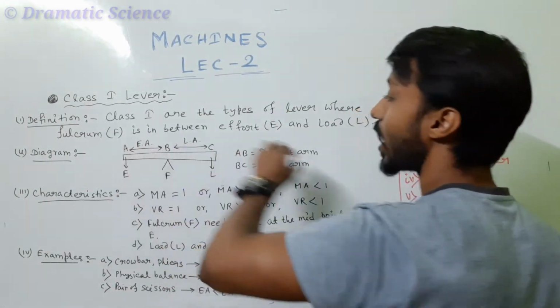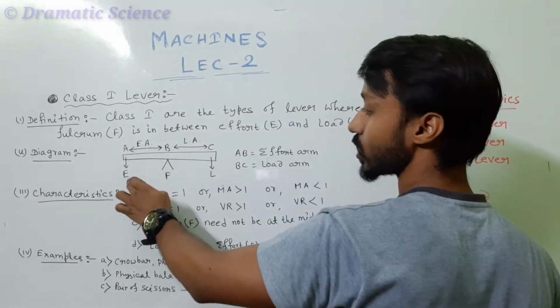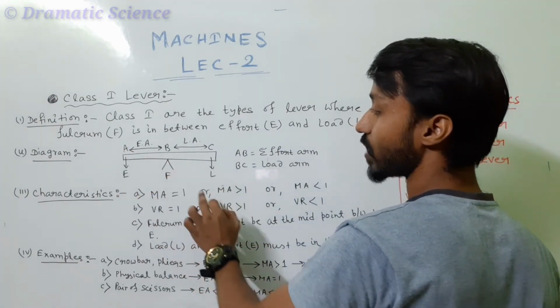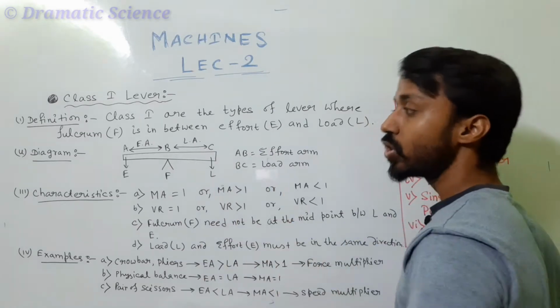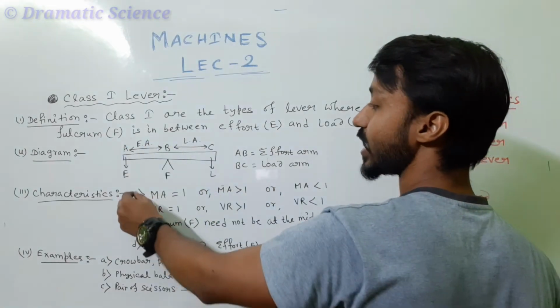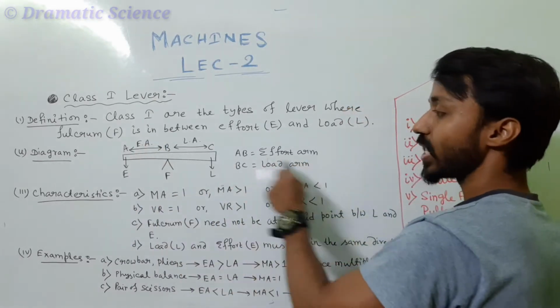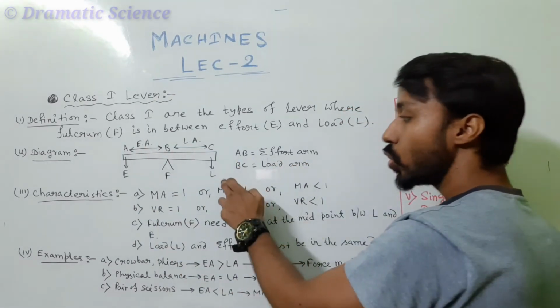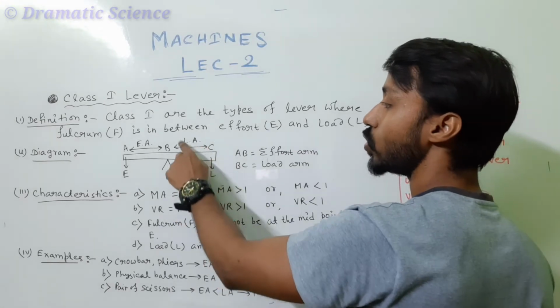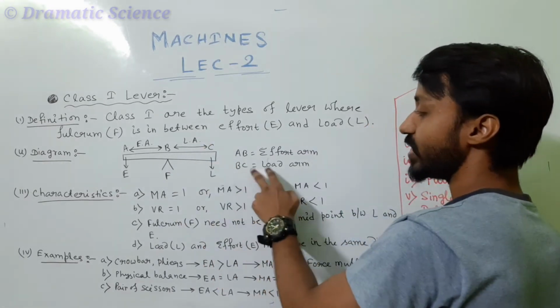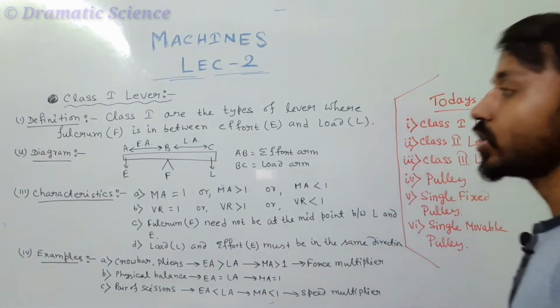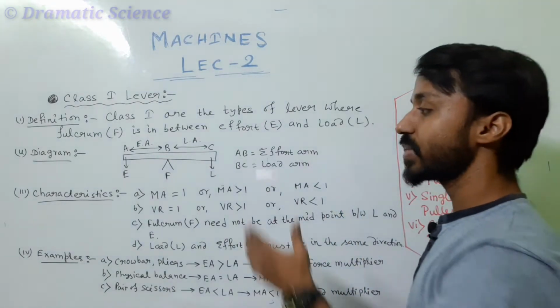So this one is a bar. A is the position of effort, B is the position of fulcrum, C is the position of load. Then A to B, that is effort to fulcrum, is called effort arm, EA. Load to fulcrum, that is BC, is called load arm, LA, right? So class 1 lever possesses some characteristics.